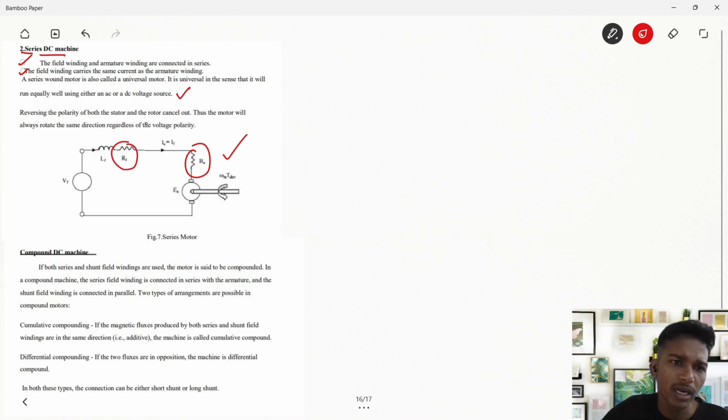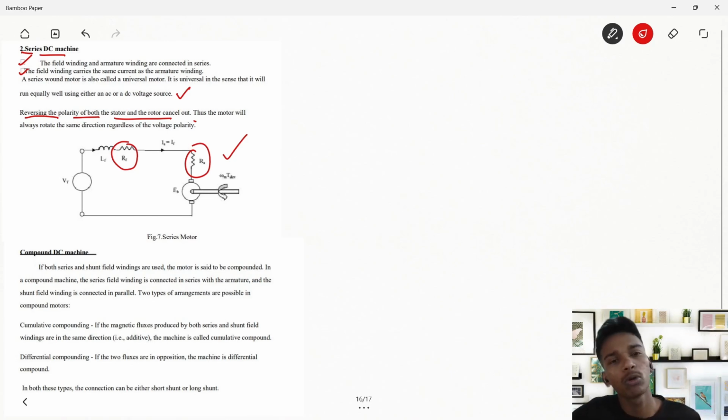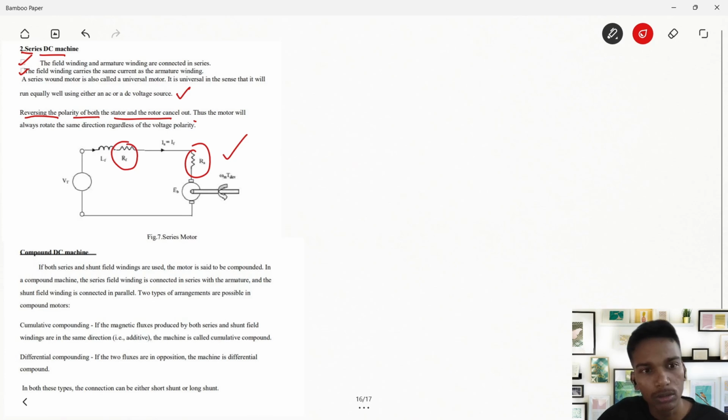Reversing the polarity of both the stator and rotor cancel out. Thus, the motor will always rotate in the same direction regardless of the voltage polarity. See why it works on both AC and DC voltages: if we change the stator polarities and also change the rotor polarities, the changes between both of them cancel out. So it is going to rotate in the same direction itself. That's the major advantage of this type of DC machine.